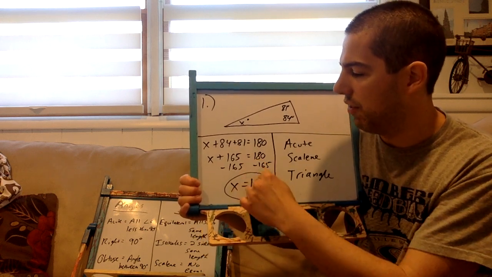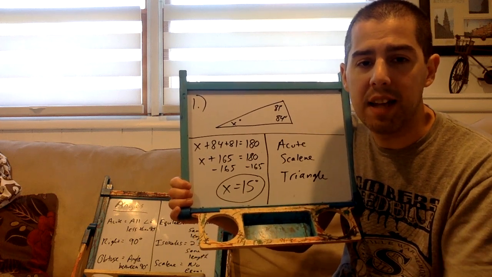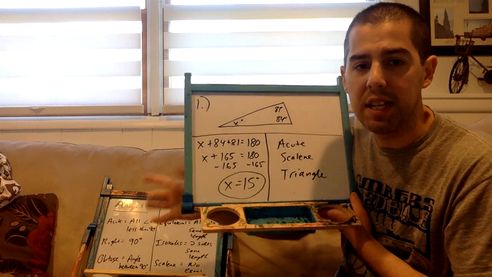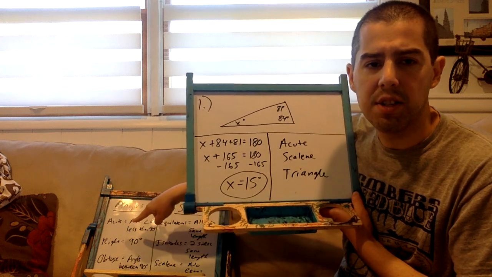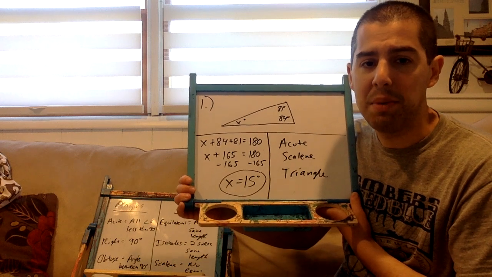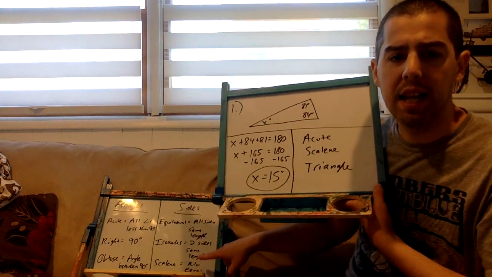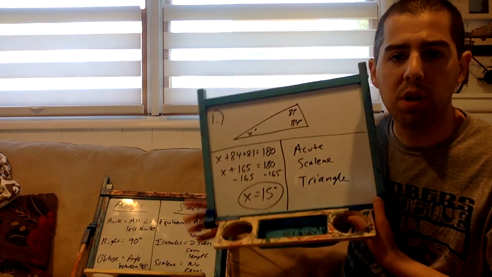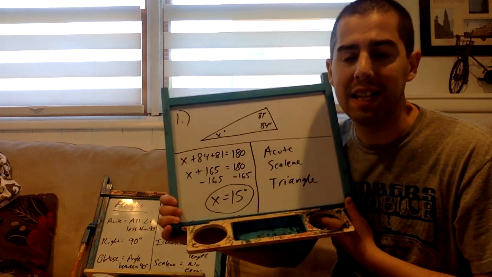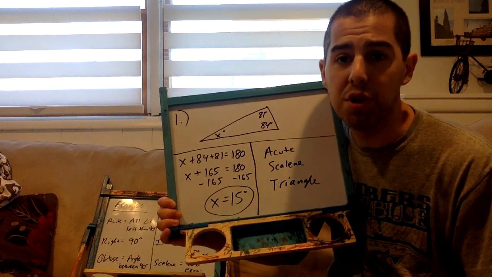Since the angles are 15, 84, and 81, that means they're all less than 90 degrees. If they're all less than 90 degrees, it's an acute triangle. They're all different. So that means all of the sides are different too. So that means it's a scalene triangle. So what we're looking at is an acute scalene triangle. Notice when I classified it, I used two words.